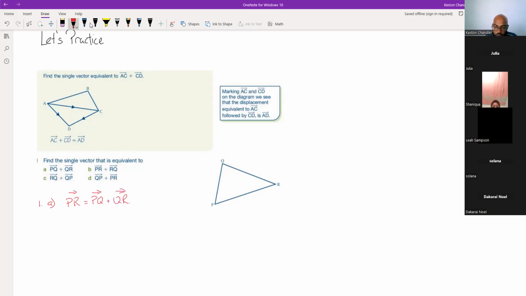Right, let's try B. B wants us to find a single vector that goes from P to R, and then R to Q. Look at that, we're going this way. So that's the same as going from P to Q. And again, you look at this, that's going to help you. Everybody see that? So they gave us an open triangle so they could ask multiple questions on it. You guys see that?